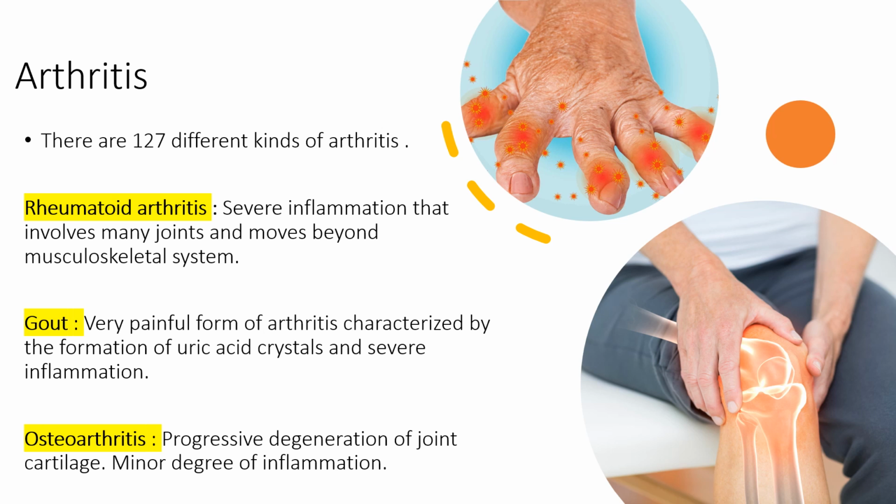Rheumatoid arthritis is a severe inflammation that involves many joints and moves beyond the musculoskeletal system. Gout is a very painful form of arthritis characterized by the formation of uric acid crystals and severe inflammation. And osteoarthritis is a progressive degeneration of joint cartilage with minor inflammation. Among these, one type is gout.